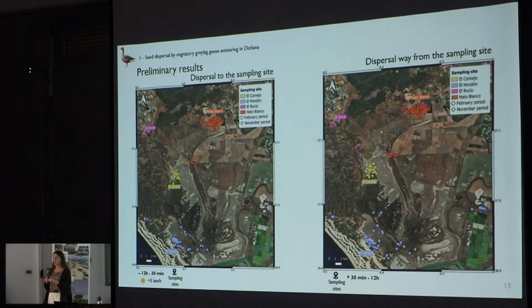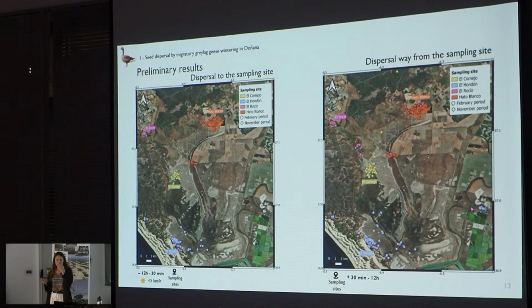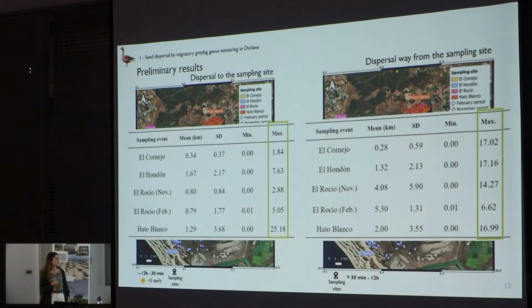And here you can see the results from the movement analysis that we carried out, and we have the estimation of the places where seeds could come from and where they could be dispersed to from the sampling sites. And we can see that the seeds can fall in different areas, and in the last column of these tables we can see that this dispersal can achieve quite high maximum distances. So we could say that geese can have an important role in the dispersal and connectivity of these plant communities, and that this dispersal can overcome the distances that these plants could achieve by other means of dispersal.